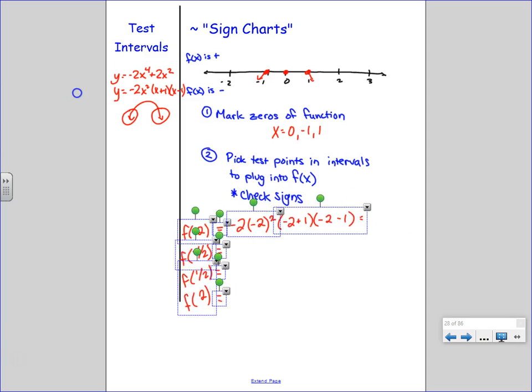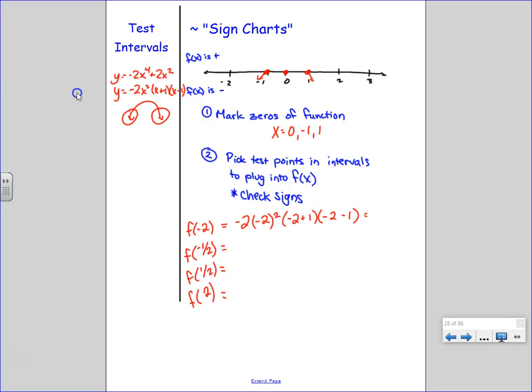Why is that my advice? When it's factored, the little facts are easier and shorter. Like, negative 2 times, what's negative 2 squared? PEMDAS would say do the power first. 4 times, what's negative 2 plus 1? Negative 1. What's negative 2 minus 1? Negative 3. And we end up with, what's f of negative 2? 2 times 4 is 8. 8 times 1 is 8. 8 times 3 is 24. And we have a negative, positive, negative.